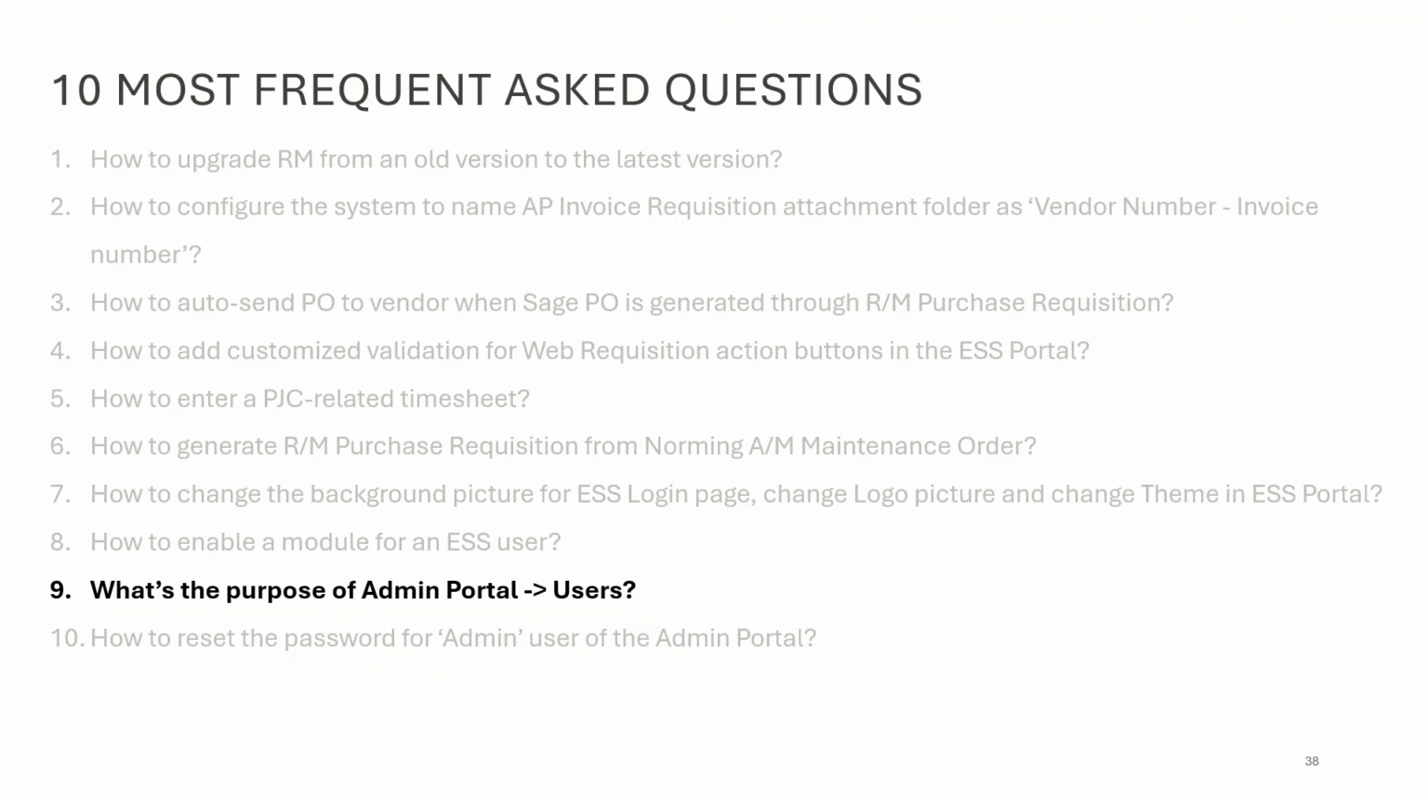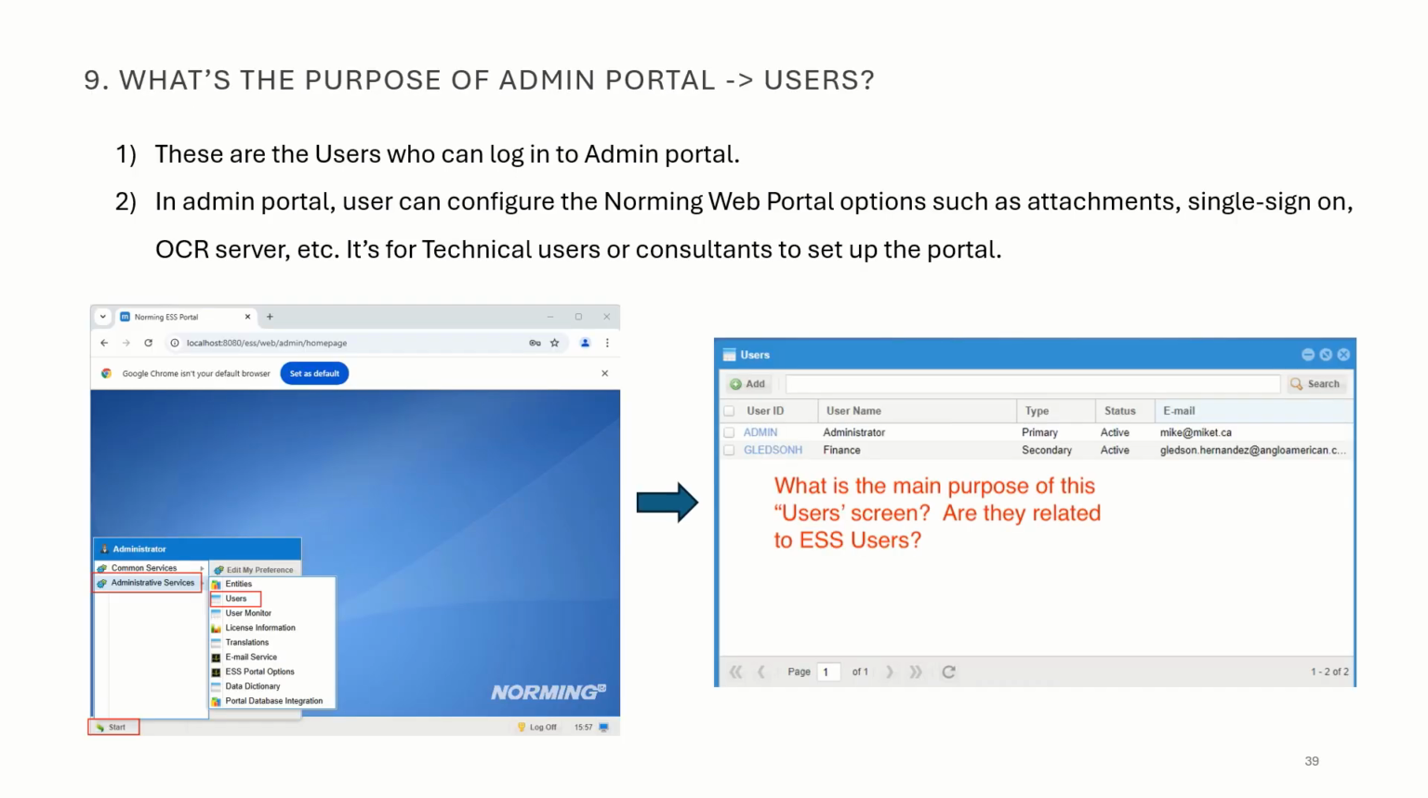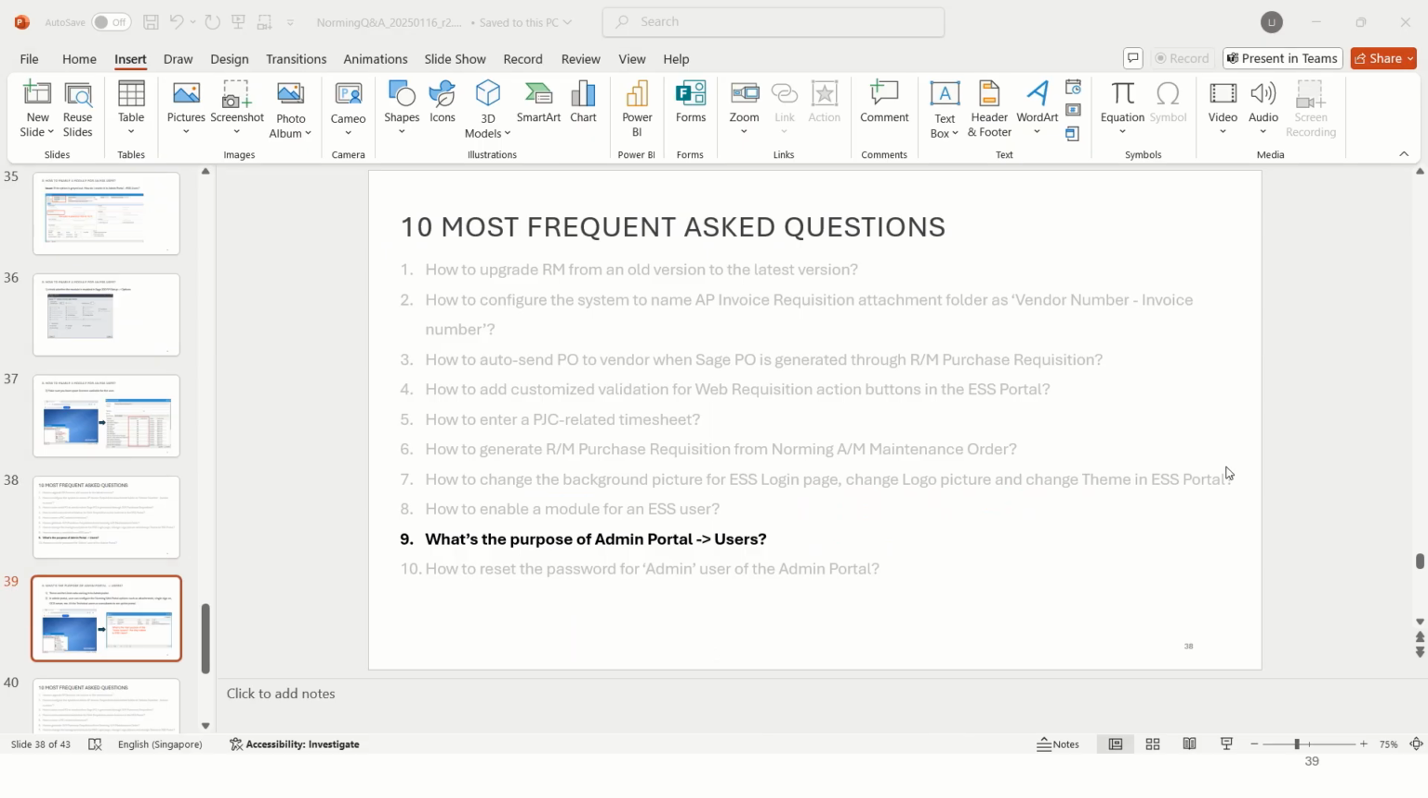Next question. What is the purpose of admin portal users? Admin portal users are the users who can log into admin portal. In admin portal, users can configure web portal options such as attachment path and user modules, OCR servers, etc. It is for technical users or consultants to set up the portal. Let's go to the web portal to take a look.